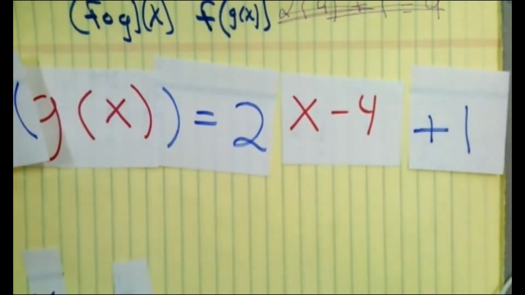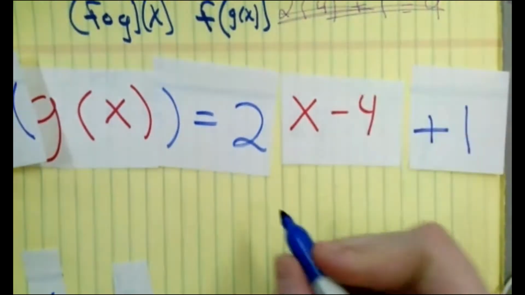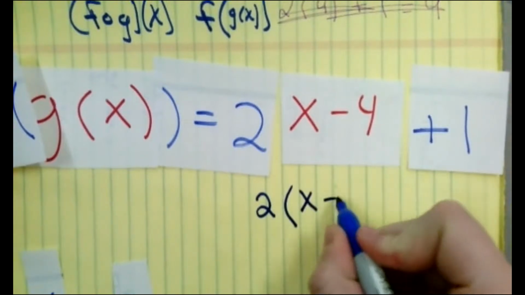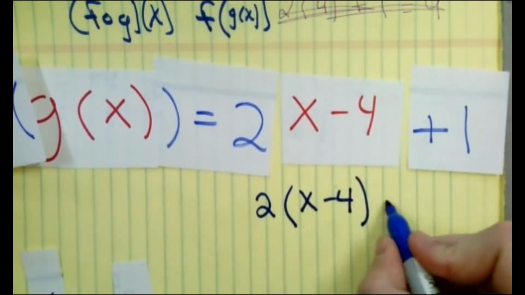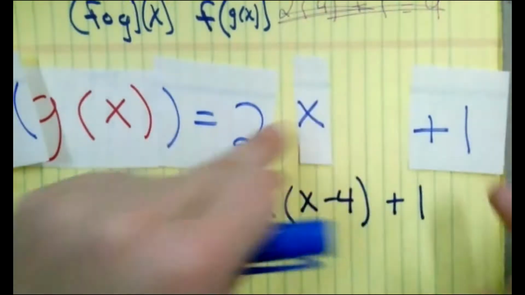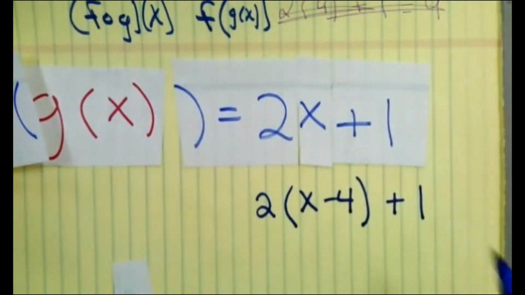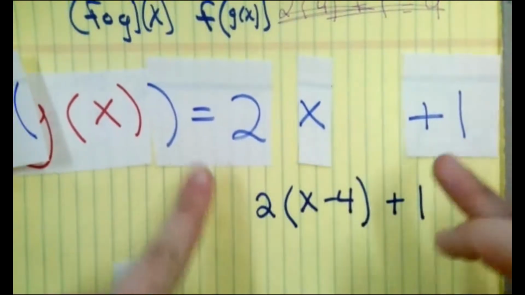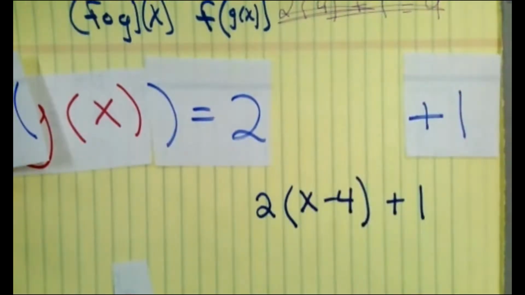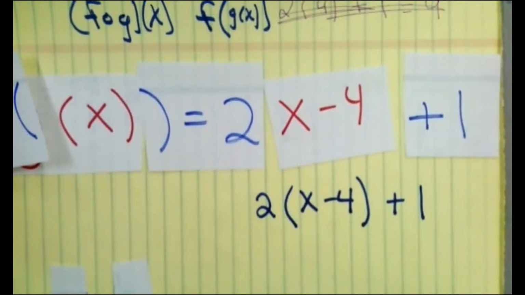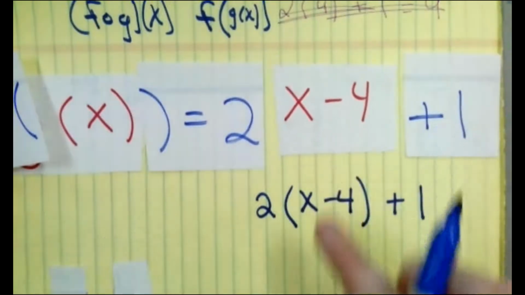So as far as solving this, what would it look like solved? Very similar to what we talked about with the 4, we're going to have 2(x minus 4) plus 1. The original f equation was 2x plus 1, and all I did was pull that x out and replace it with my g function, the entire g function.